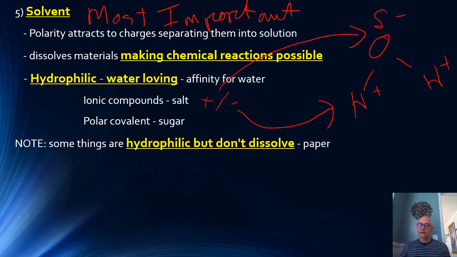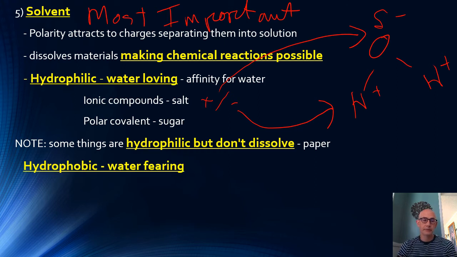Some things are hydrophilic, but they won't dissolve. Paper, which we said is made of cellulose, is basically long chains of simple sugars, but because they are such long, large chains, they will interact with water, allowing water to bond to it, but it won't dissolve because the molecules are too big. This is why paper towels work. You can wipe up the water, it absorbs it because of the hydrophilic nature of the cellulose, but it doesn't dissolve because the molecules are too big.